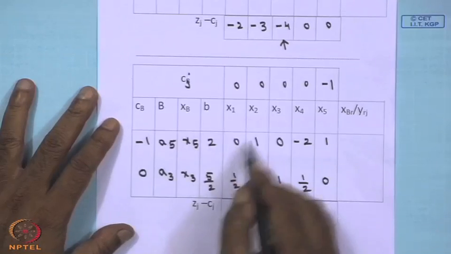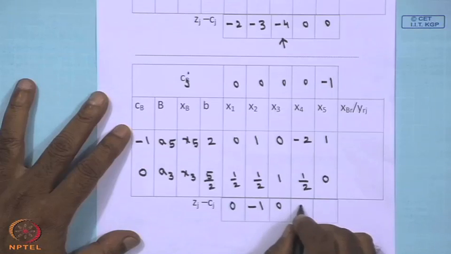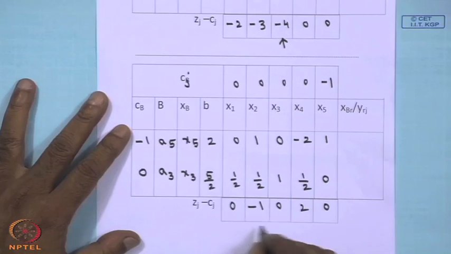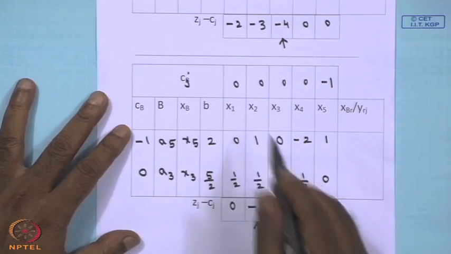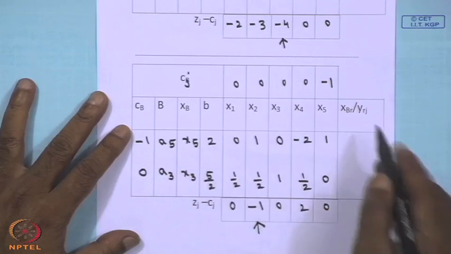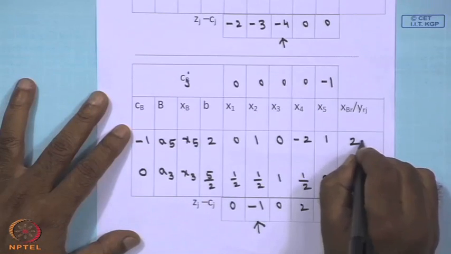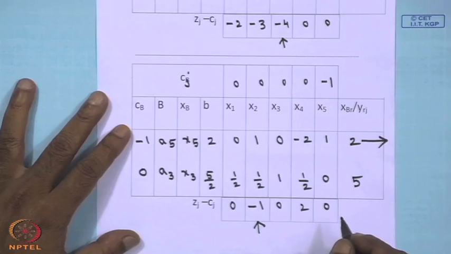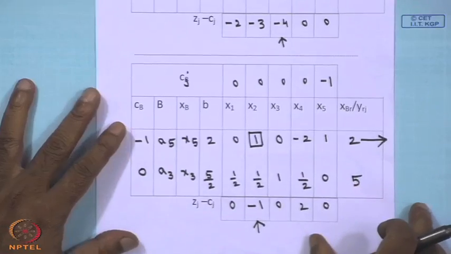Now, calculate the Zj minus Cj using the normal process. You will see that 0, minus 1, 0, 2, 0, still Zj minus Cj less than 0. So, the most negative here is this one. So, x2 will enter into the basis, and which one will go out, that is 2 by 1, 2 and 5 by 2 divided by 5, that is this. So, this x5 will go out and your x2 will enter into the basis. So, we form the next table from here.